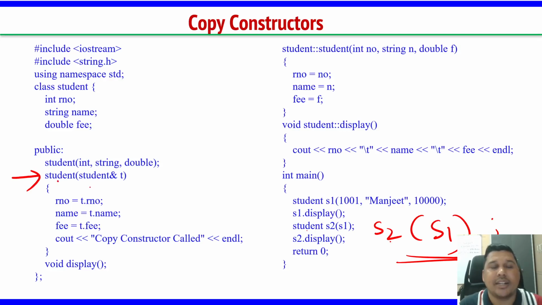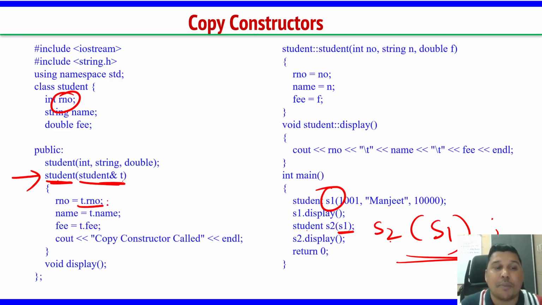See, what is the syntax here? Student is the name of the function. Constructor name will be the class name, student, and student ampersand t. Student ampersand t, because I am passing the reference. I am passing the reference of the first object S1, so I am receiving it in a variable t, as a reference.